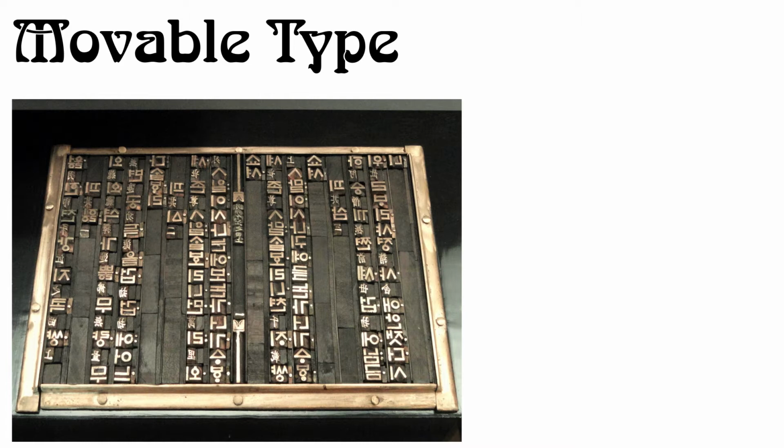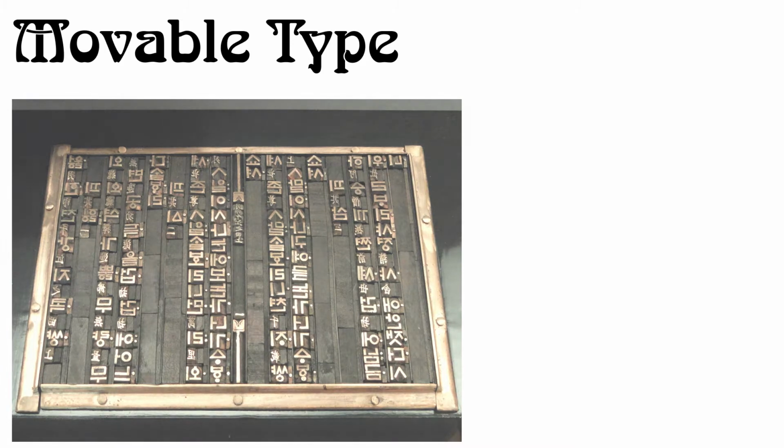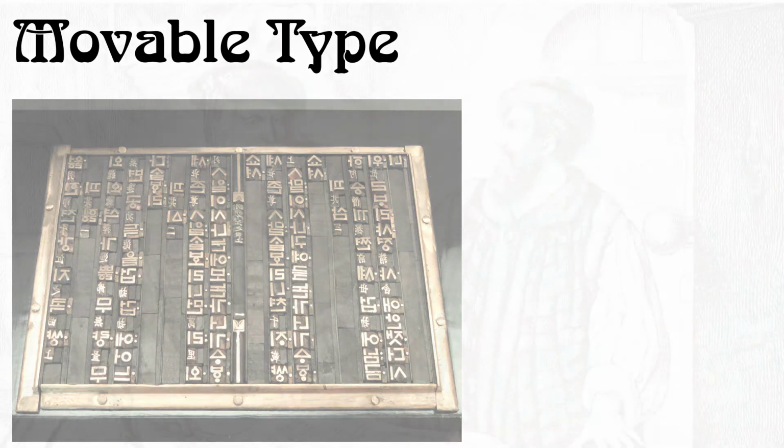Now that being said, it wasn't really known how they did it, or it was very hard to reproduce, until a goldsmith named Johannes Gutenberg found the Chinese methods for doing this, and he made his own version to suit the needs of Europe. And then this would revolutionize how we create books and documents today.